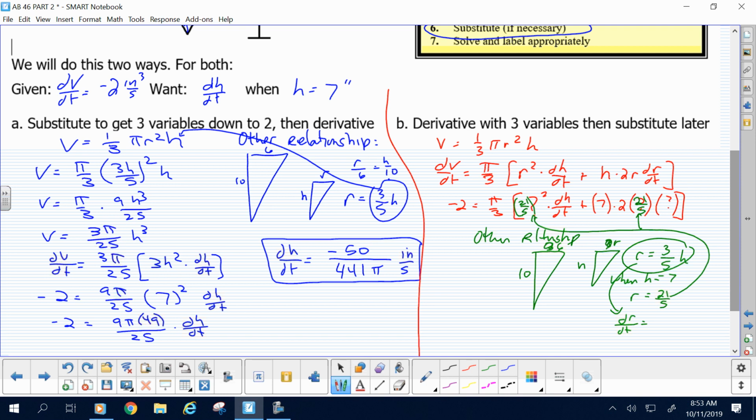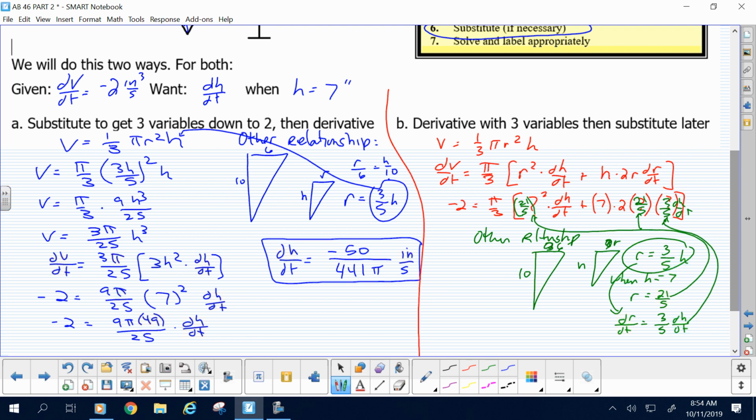So if R is 3/5 of H, then dR/dt is 3/5 of dH/dt. I could put that in there. Now at least it's dH/dt only, and if you want, we can continue on and show that that's the answer.